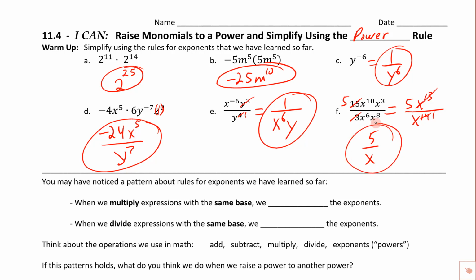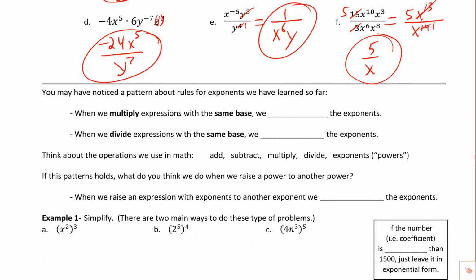Now, if you've been paying attention and looking through this, I am hoping that you've noticed a pattern so far. When we multiply expressions with the same base, we add the exponents. When we divide expressions with the same base, we subtract the exponents. Depending on your technique, you might subtract the bottom from top or top from bottom, depending on which one has more. And think about the operations that we use in math.